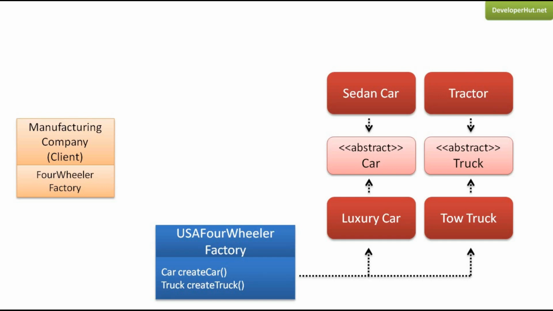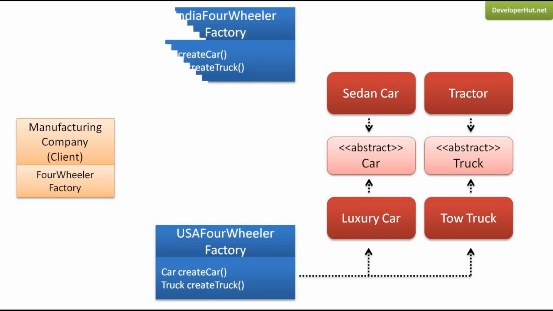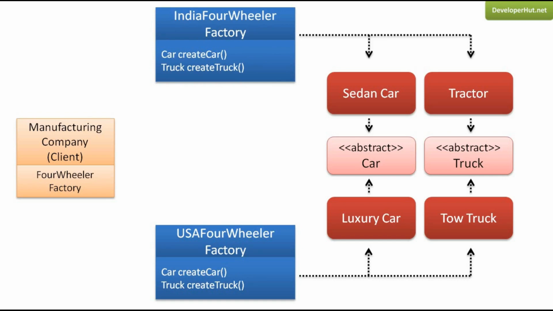However, the company doesn't want to sell the sedan car and tractor in the USA now, right? They want to sell this type of car and truck in the India region. So the company created the India four-wheeler factory. It's basically responsible for selling the sedan car and the tractor. So this four-wheeler factory will get the object of the sedan car and tractor to the particular client.